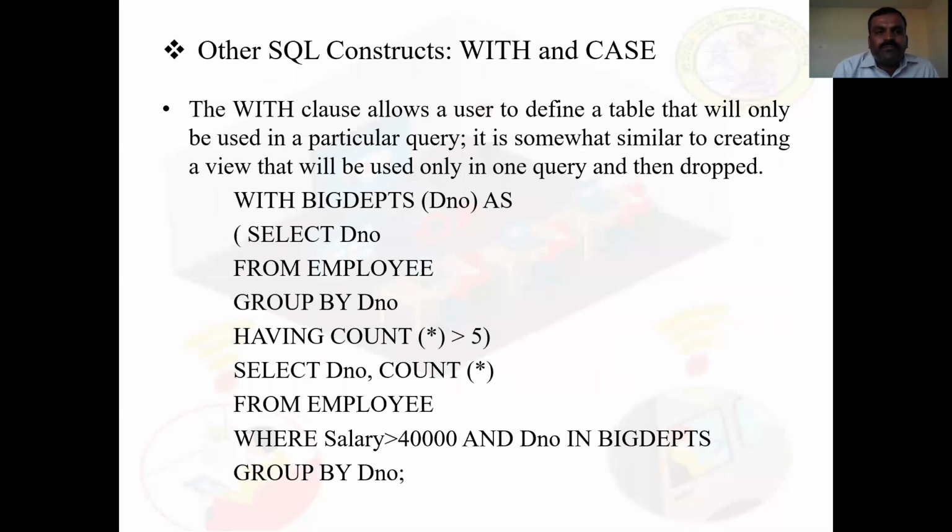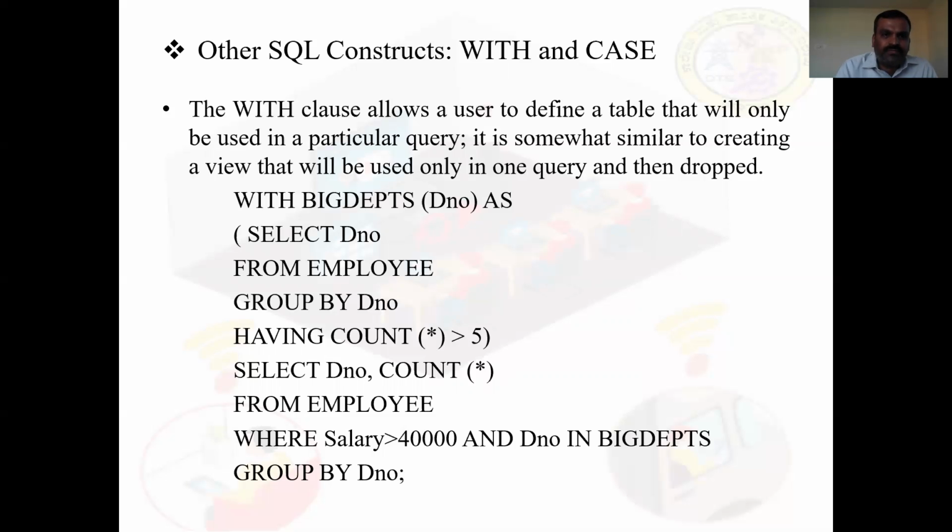Next, other SQL constructs: with and case. The with clause allows a user to define a table that will only be used in a particular query. It is somewhat similar to creating a view that will be used only in one query and then dropped.